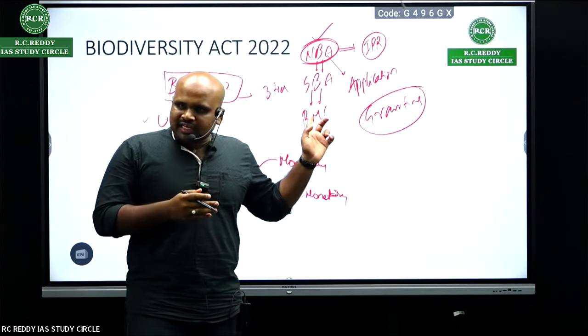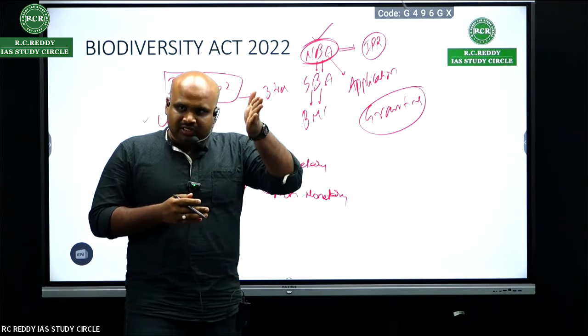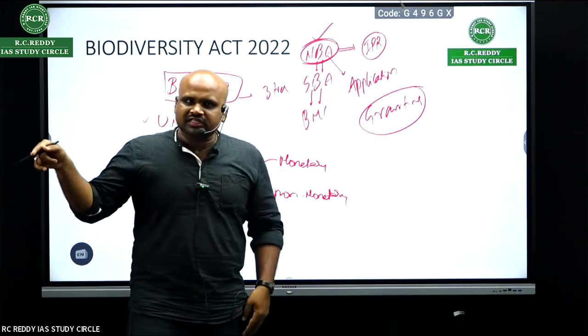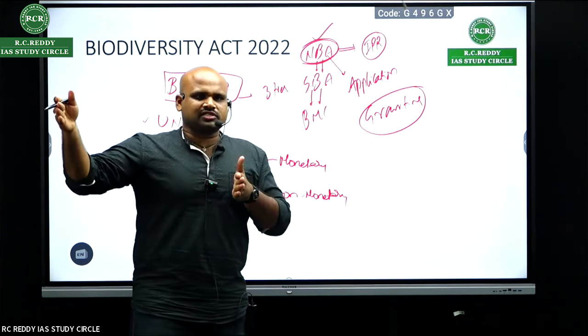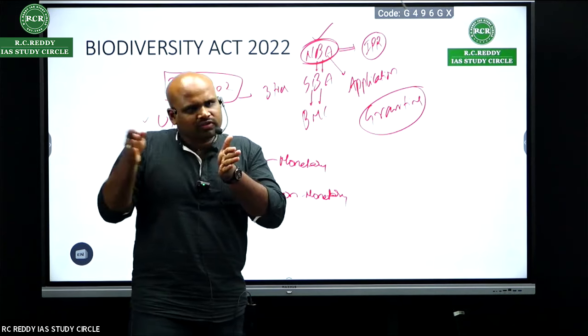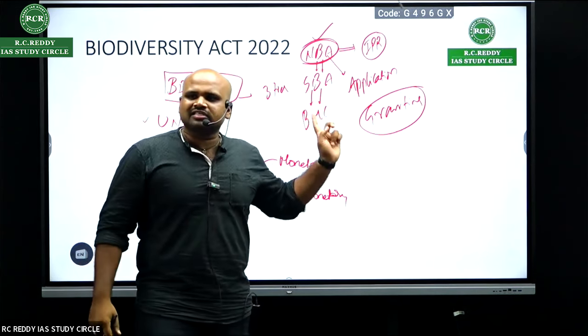Now, what are they saying? Initially, they were saying that we are supposed to have the NBA permission at the initial phase. But what does the recent amendment say? You don't need it at the initial phase, but you need to have it at the final stage. Anyway, so many things are going to fall off in the middle. And at the final stage, at the granting stage, you need the permission.